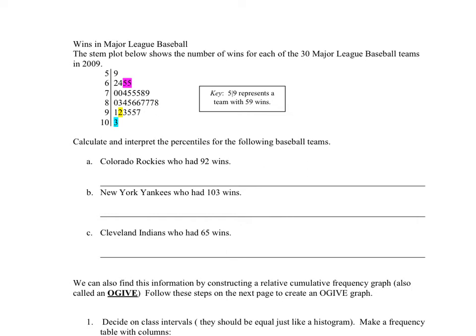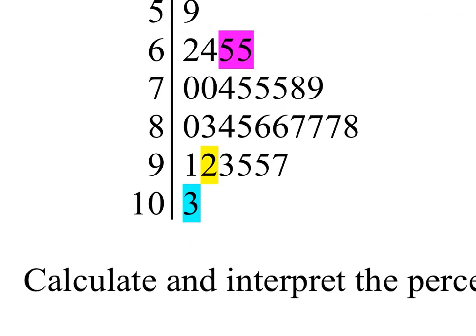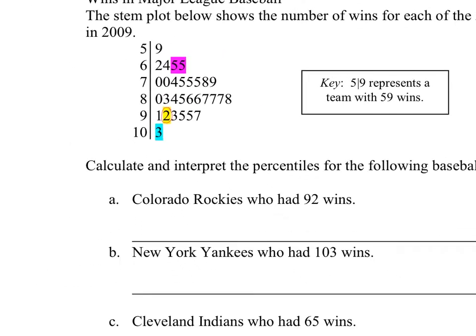And again, we've highlighted a couple different scores here. We want to talk about them. So let's calculate and interpret the percentiles for the following baseball teams. First we want to look at the Colorado Rockies, who had 92 wins, and so they're the yellow score right here, 92 wins.